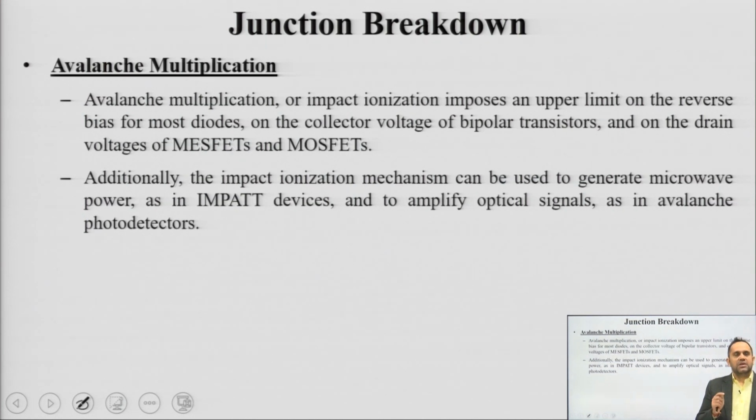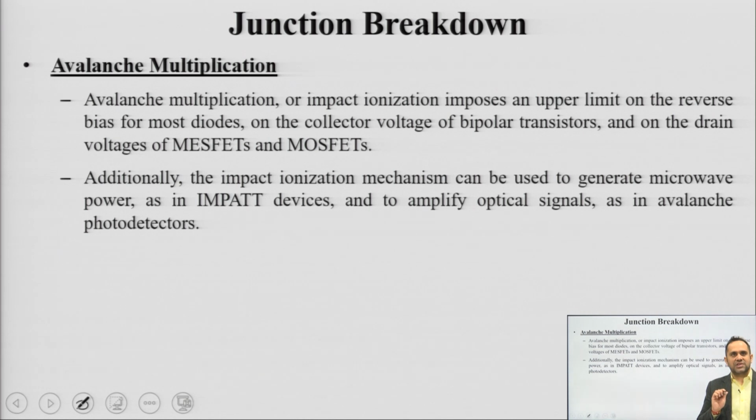Okay. Lastly, the third mechanism of breakdown is known as avalanche multiplication. The word avalanche itself means something which takes increased proportions with time. Okay. So, it starts with something small and then it keeps multiplying itself into the form of an avalanche. This is generally happening via a mechanism of impact ionization.